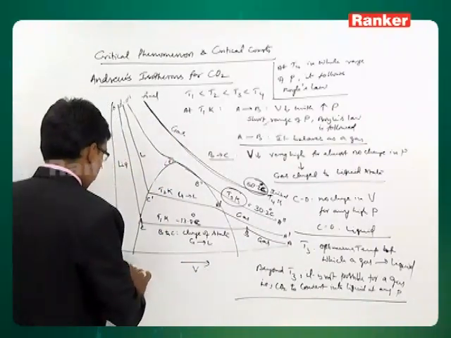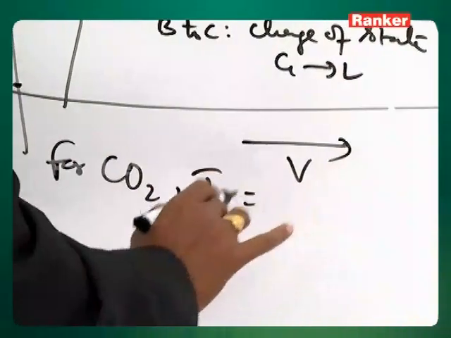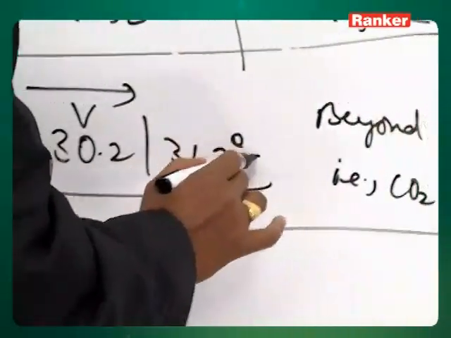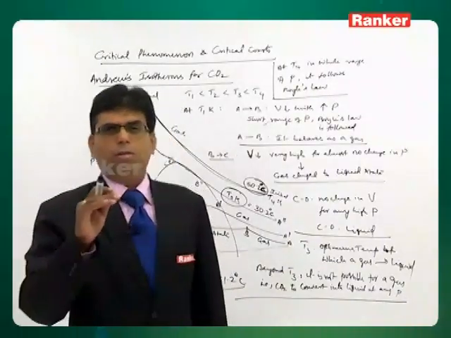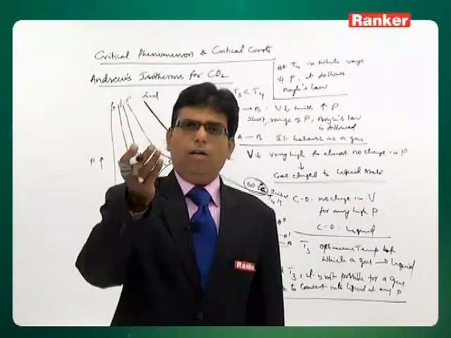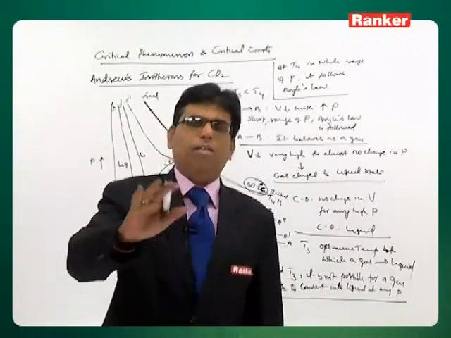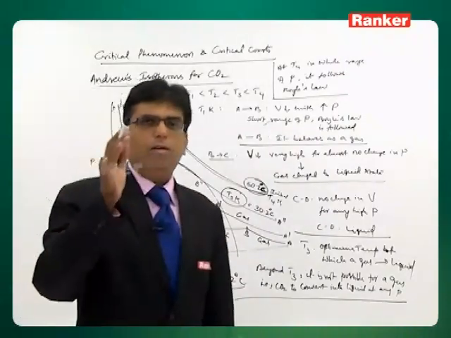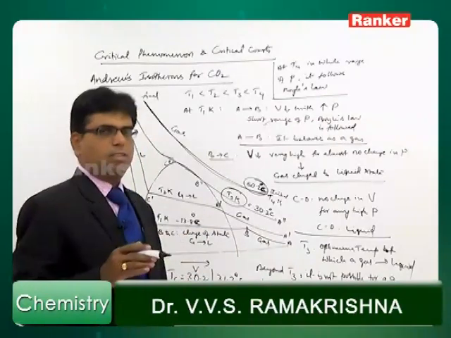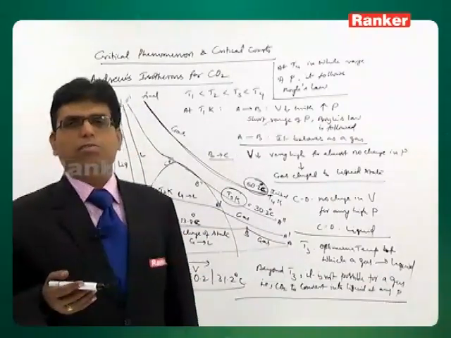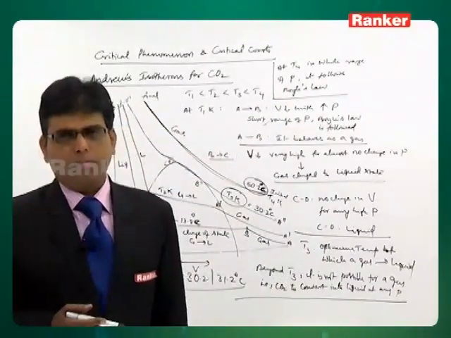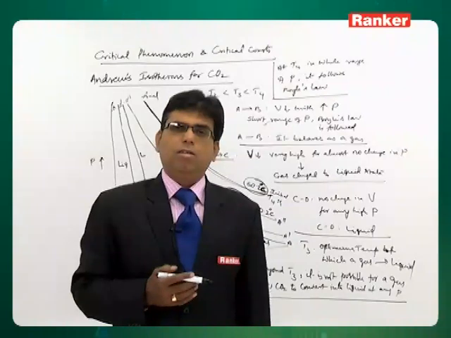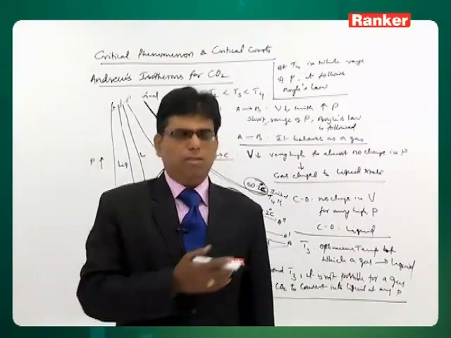So, for carbon dioxide, Tc is equal to 30.2 or 31.2 degree Celsius. That is the temperature beyond which carbon dioxide cannot be converted into a liquid at whatever high pressure is applied. These are the inferences from understanding these graphs, from which we can determine the critical temperature for carbon dioxide. Similarly, we can determine the critical temperature for any gas by drawing the isotherms. Then, how mathematically for a given gas we can determine the critical constants, we see next.